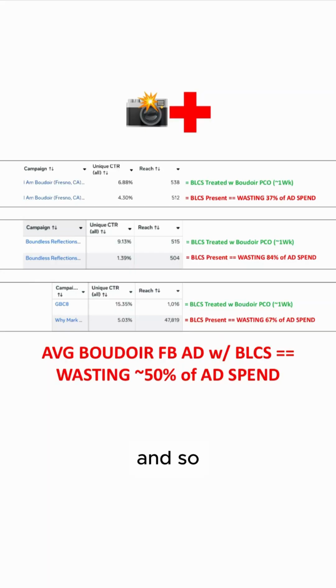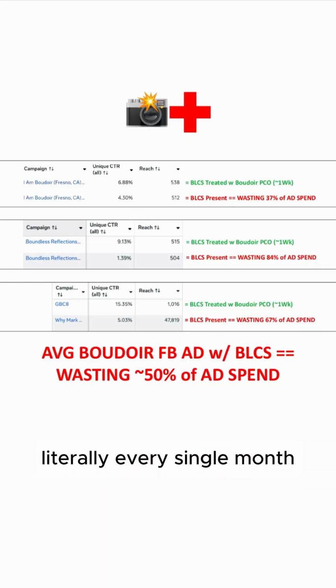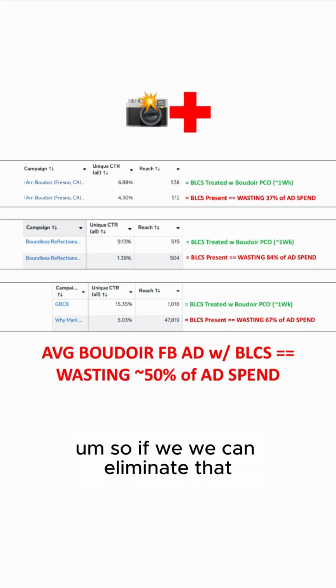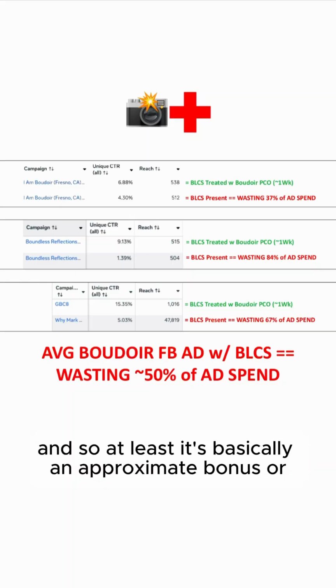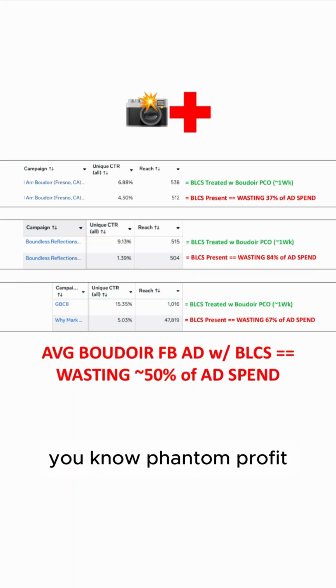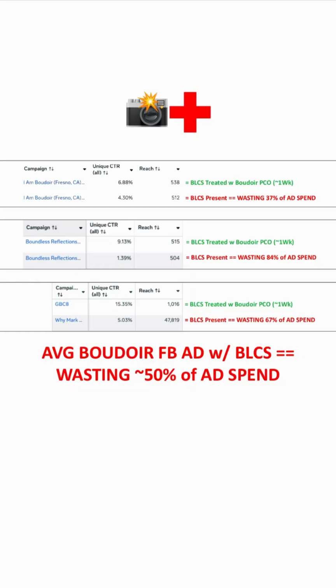And so if they're spending 10 grand a month on boudoir Facebook ads, approximately 5K every single month is being wasted, literally every single month. So if we can eliminate that and put that back in their pocket, it's basically an approximate bonus or phantom profit at the end of 12 months of approximately 60K.